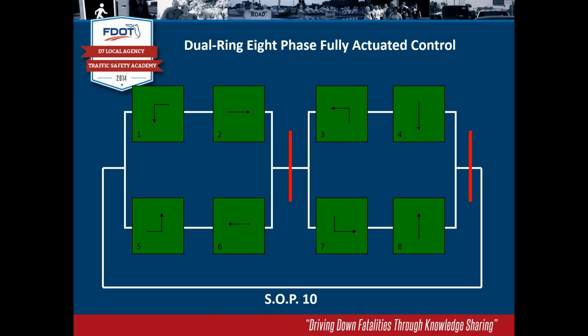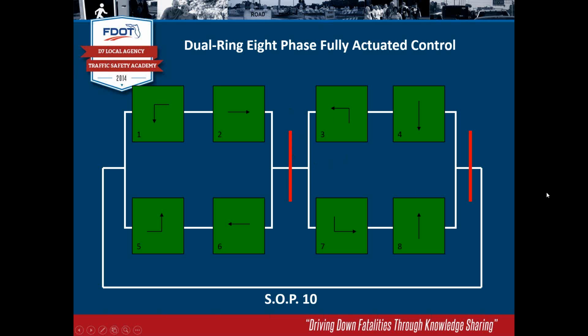All right, on the screen now you should see the dual ring 8-phase fully actuated control the way the controller thinks about it. And if you grab hold of this concept, you really understand why controllers do some of the things they do. This is called ring 1 across the top. Phases 1, 2, 3, and 4, that's ring 1. And the bottom 5, 6, 7, and 8, that's ring 2. Those phases make up ring 2 in the typical dual ring 8-phase fully actuated control. So again, on the bottom is ring 2, on the top is ring 1.